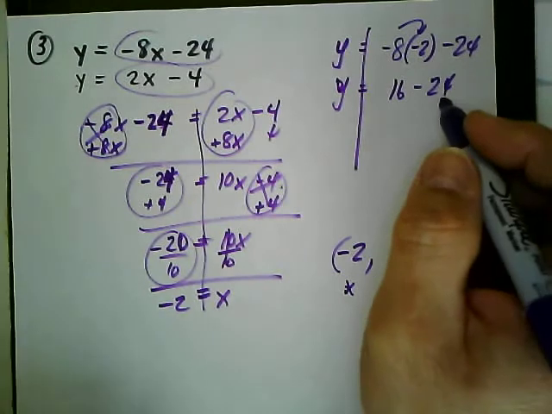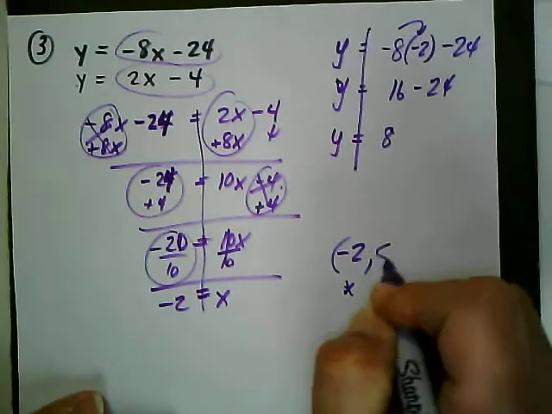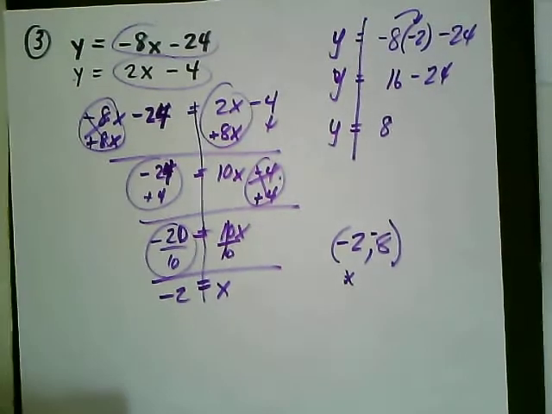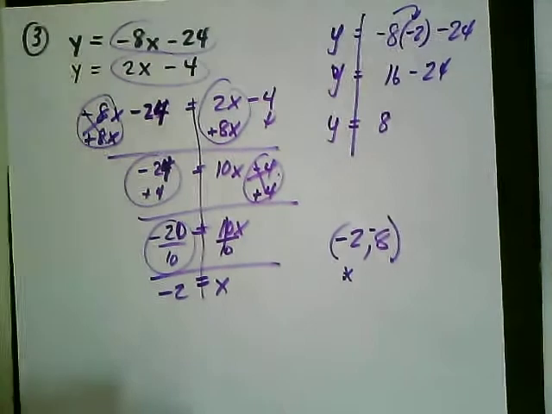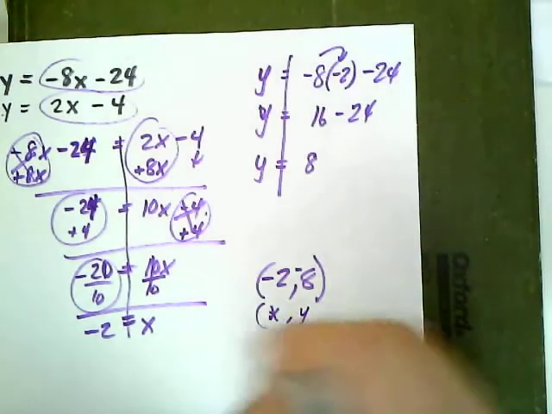And take the 16 minus 24, which is negative 8. That's where your two lines cross. That's where they intersect. That quarter point right there. And that is an x and a y. Okay.